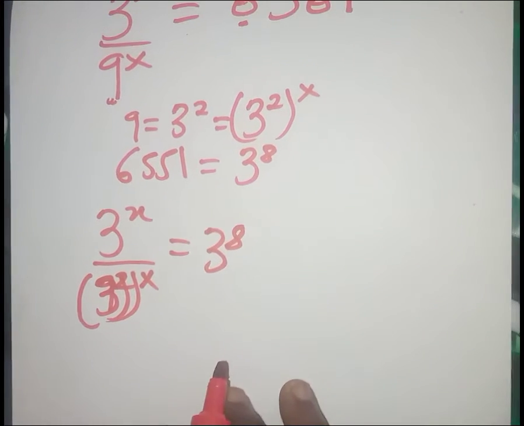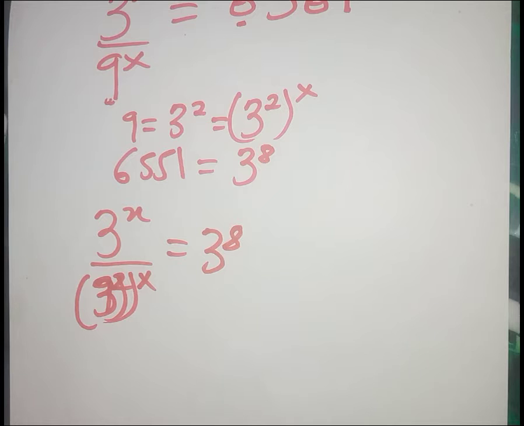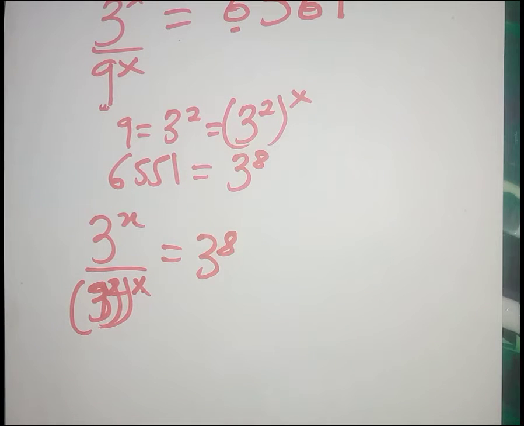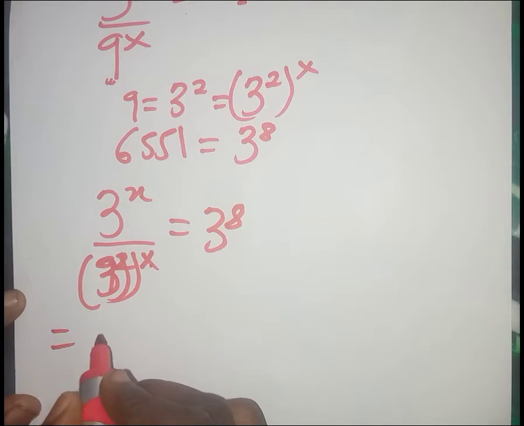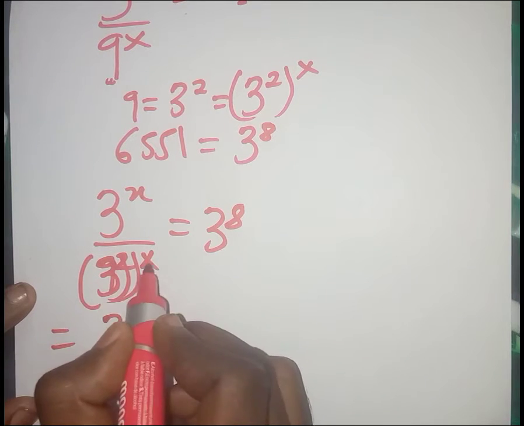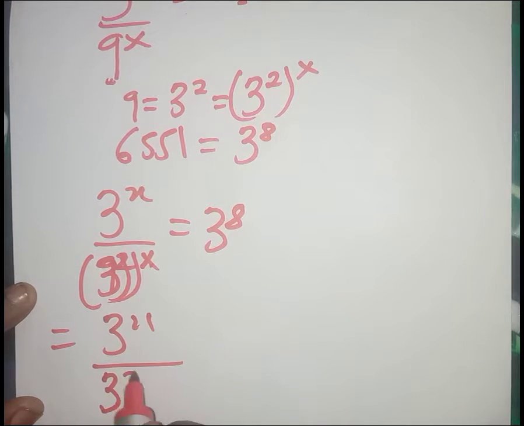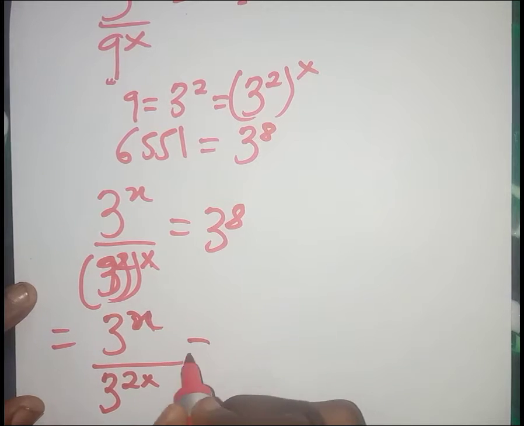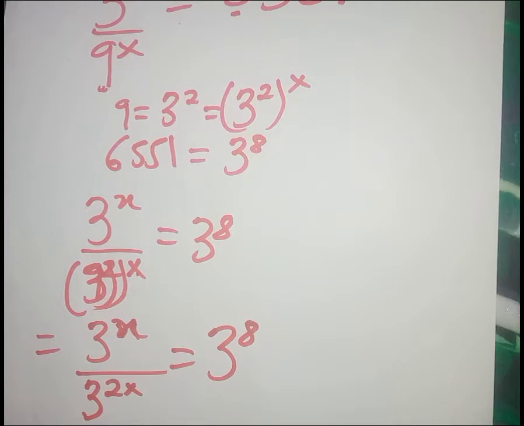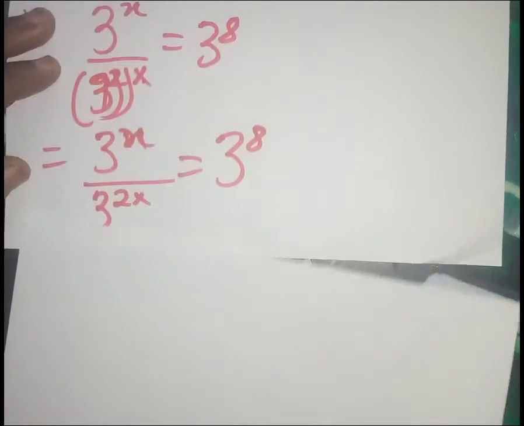The next thing I can do is cross multiply, but because we have x here and x here, why don't we group them into one side, so we can write them in one place. Since we have this, we can write it as 3 exponent 2x here. We have 3 exponent x squared over it, equal to 3 exponent 8 in this case.